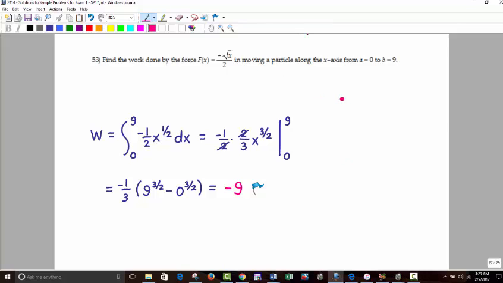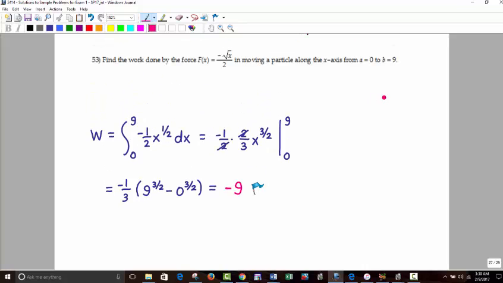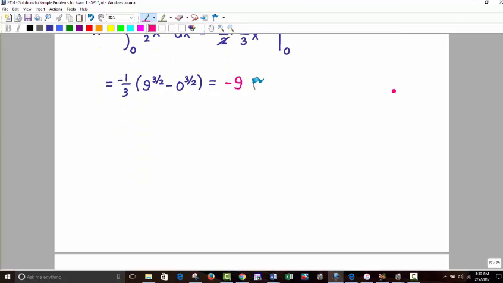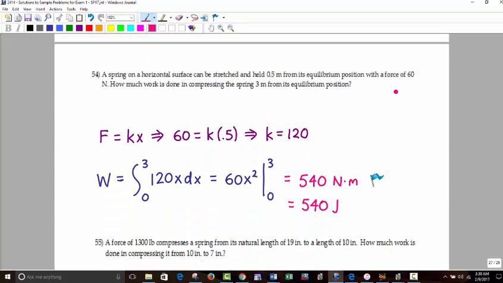I know it seems odd to have negative work. In Cal 3, we do stuff with work along vector fields in space, and if you're going one direction and a force is opposing you hard enough, you can have negative work. So I guess this force is going the opposite direction, but oh well. I'm not a physicist, so I'm just going to take it for what it's worth. It's -9 and move on.